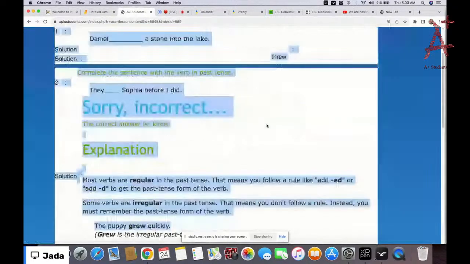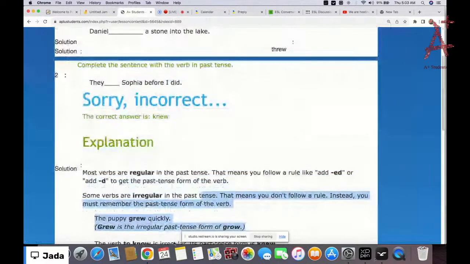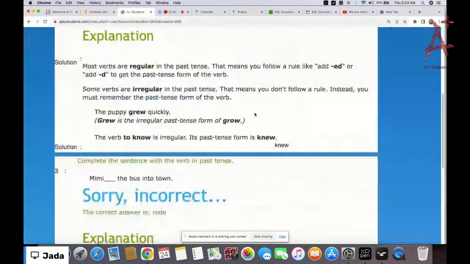Okay, just to refresh your memory, we need to remember what we did yesterday, in case you didn't join us yesterday and you cannot remember what it was all about. So we said that most verbs are regular in the past tense. That means you follow a rule: add ed or add d to get the past tense form of the verb. But the one that we're doing today is the irregular past tense, and they do not follow any rule. Instead, you just have to remember the past tense form of those verbs.